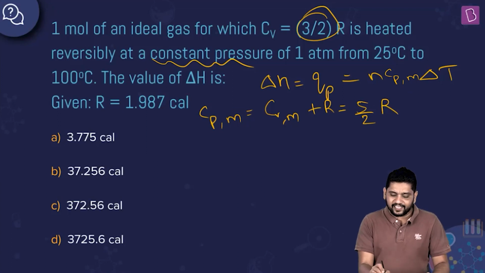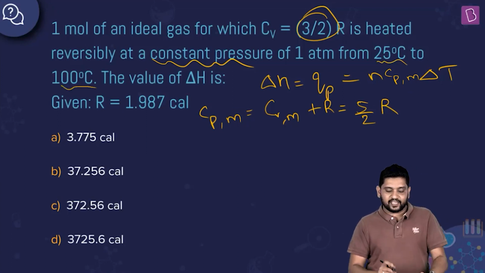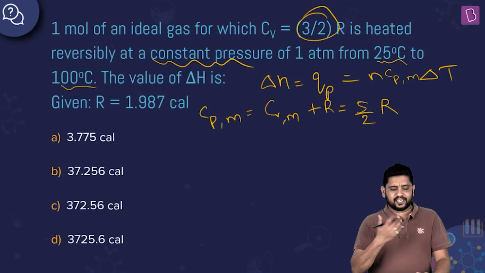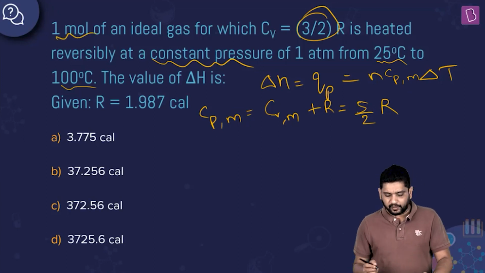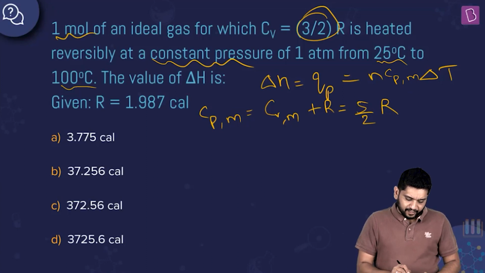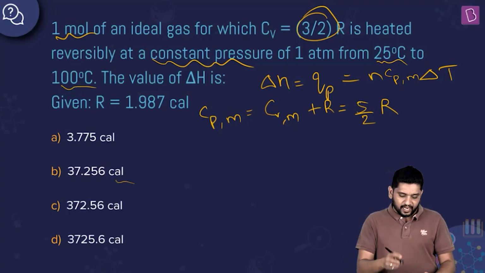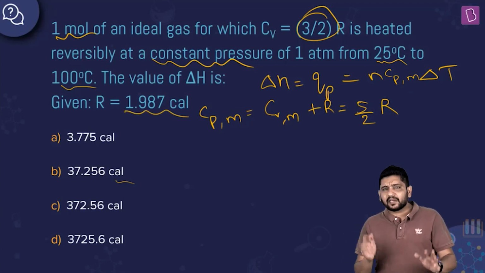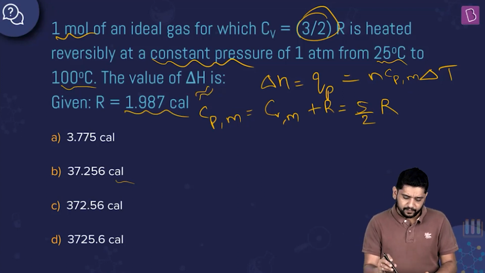Now, do we know delta T? Yes, we know it is going from 25 to 100 degrees C. So we know delta T to be 75 Kelvin. 75 degrees is the same difference, right? I mean, difference is what we are talking about. 1 mole is also known to us, so easy, right? The only thing is that when I'm looking at the values, I can see all of the values are in calories. So I'm going to take R as 1.987, approximately let's take it as 2, for the sake of ease of calculation.